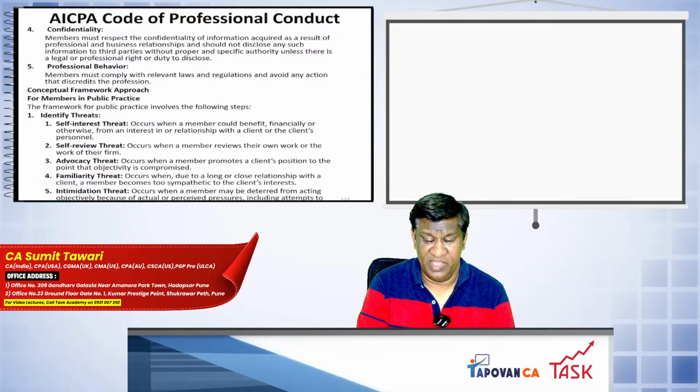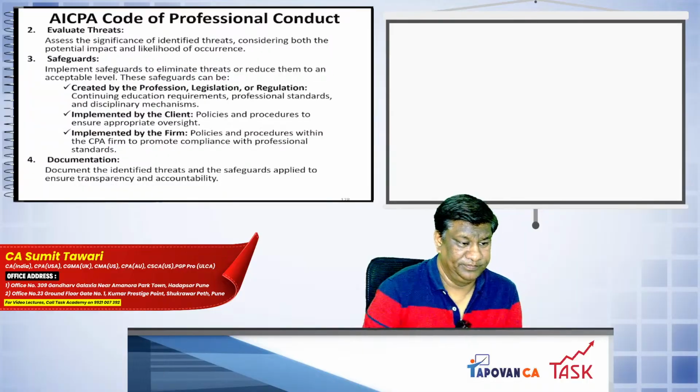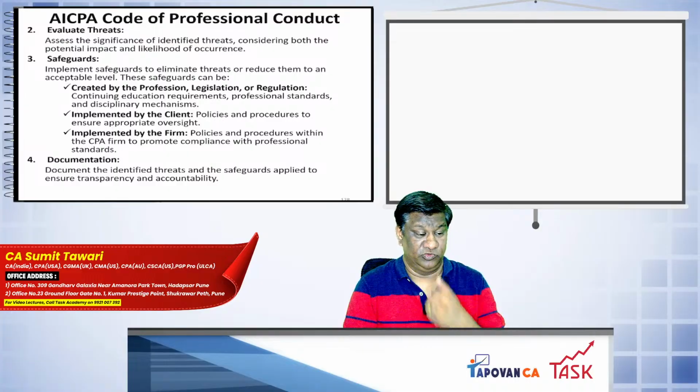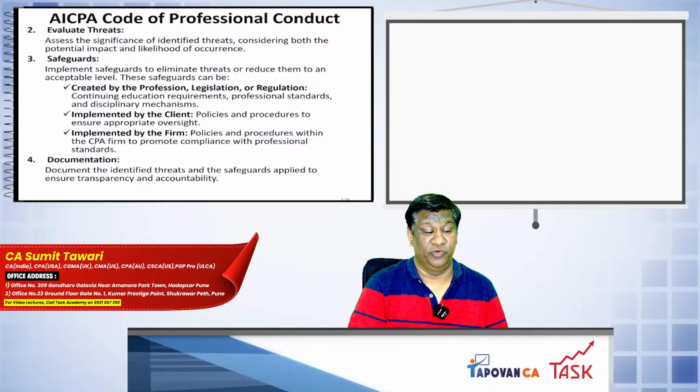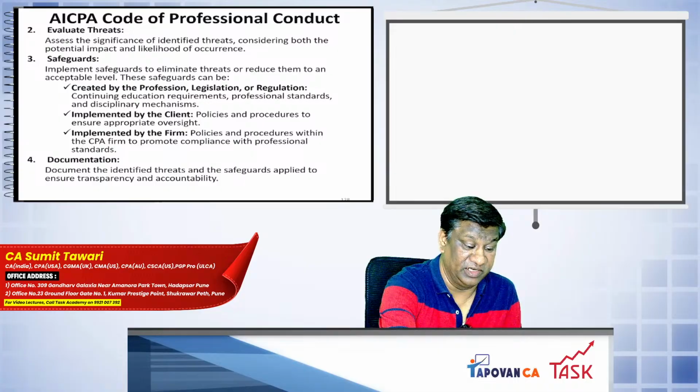Understood, sir. Any kind of undue pressure. So these are some threats we discussed. We always need to evaluate the threats: what is the impact on your professional approach? Accordingly you need to take a decision. Then safeguards: implement safeguards to eliminate the threat or reduce it to an acceptable level. These are created by the profession, legislation or regulation. You need to follow the professional standards, maintain the disciplinary mechanism and continuing education requirements, and the client's policies and procedures to ensure appropriate oversight, and the firm's policies and procedures within the CPA firm to promote compliance with professional standards. We need to maintain the documentation.